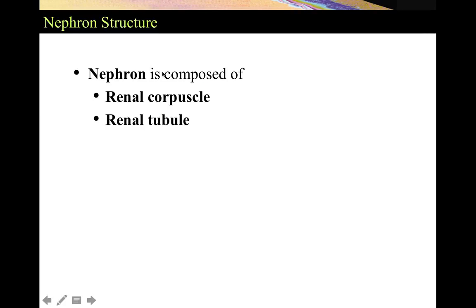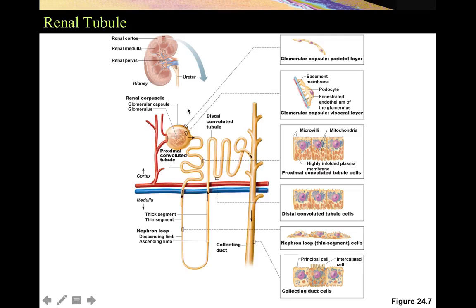We also have the renal corpuscle, which is the beginning of the nephron, and it is made up of a capillary network, which we refer to as the glomerulus, and it's surrounded by a double layer capsule, which we refer to as the glomerular capsule. The combination of both of these structures forms your renal corpuscle.